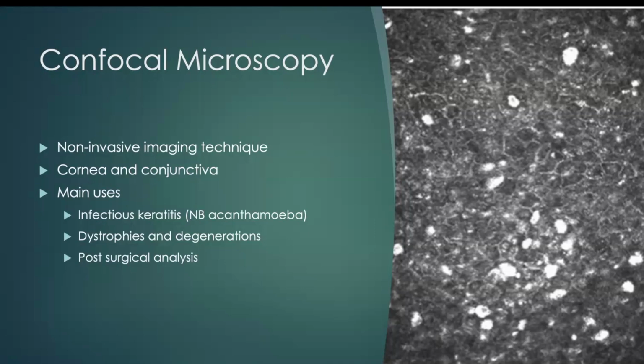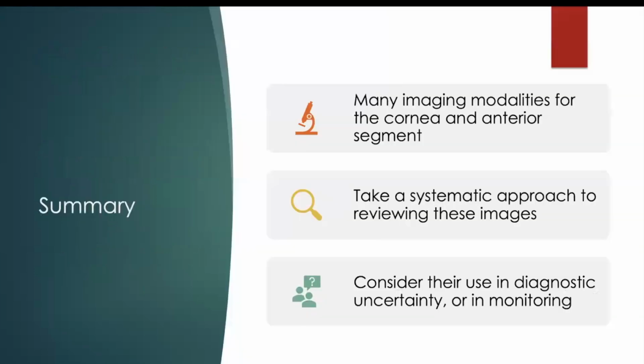You can also use confocal microscopy to look at things like dystrophies and degenerations, and again for post-surgical analysis for patients who've had previous grafts, but it's really mainly used for infectious keratitis and looking for these cysts. It can also help in fungal keratitis, where you can see different findings too.